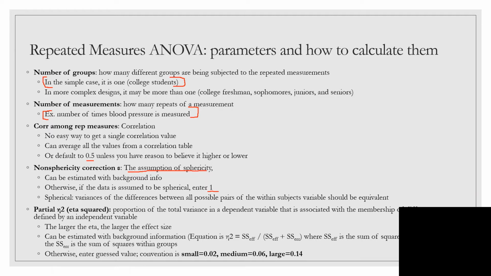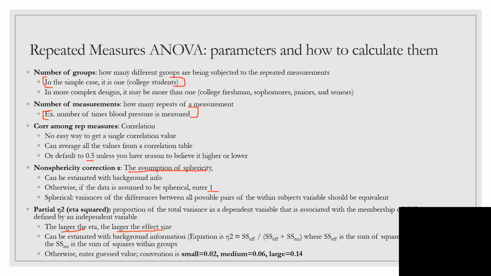Now finally, this is the big one, the partial eta squared. This is the proportion of the total variance in a dependent variable that's associated with membership of different groups defined by an independent variable. So this is closely related to effect size. The larger the eta, the larger the effect size. So this can be measured from background information.